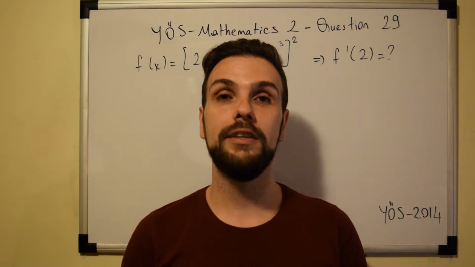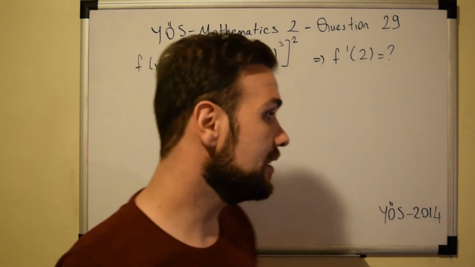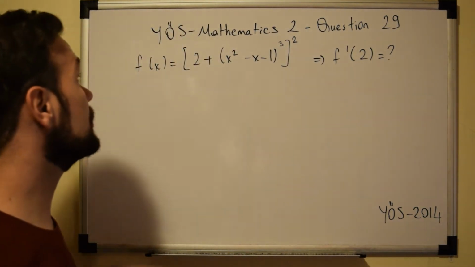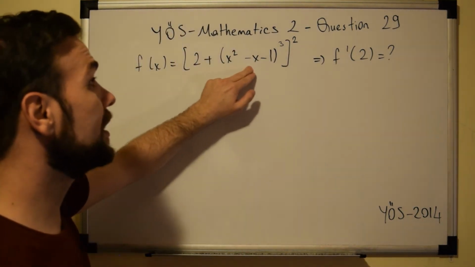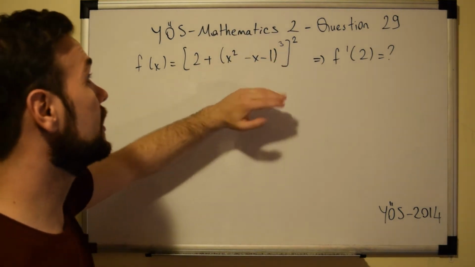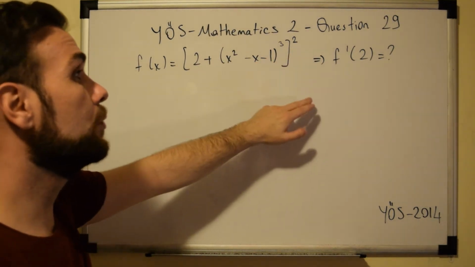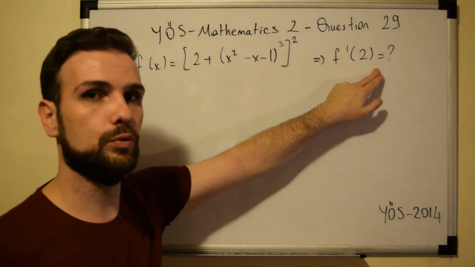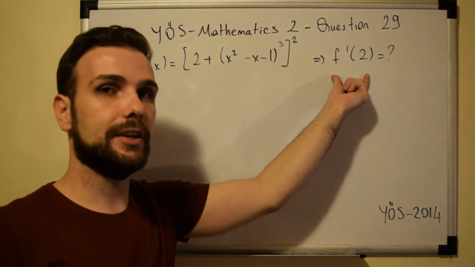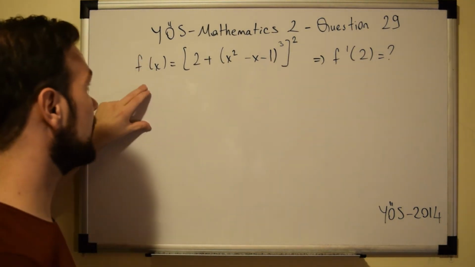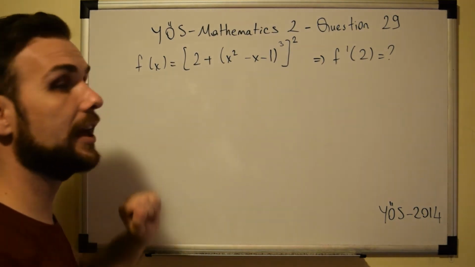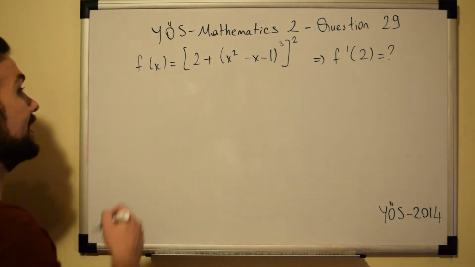Welcome to question number 29. In this question we have f(x) equal to (2 plus (x squared minus x minus 1) to the power of 3) all to the power of 2, and we are asked for the derivative of f at 2. But before we find the value of the derivative f at 2, we have to first find the derivative of f(x). So let's see what it is equal to.